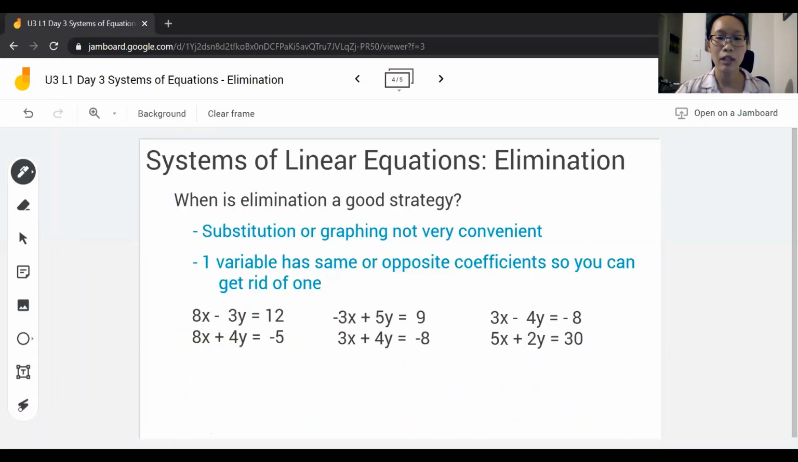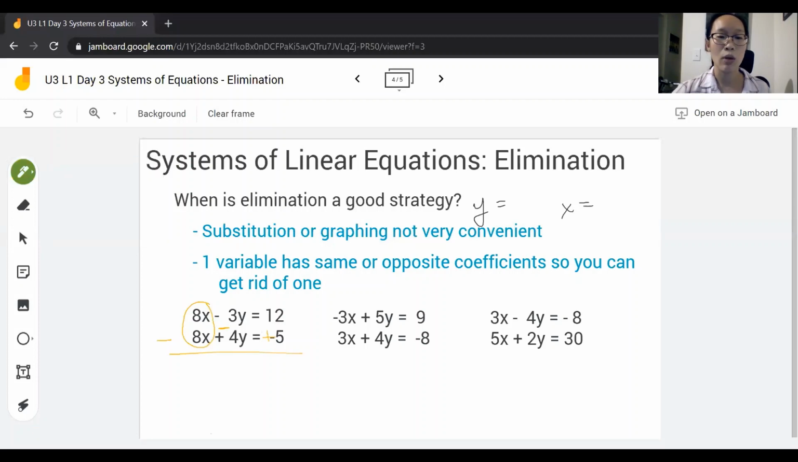So how do you know when elimination is a good strategy? One way is when substitution or graphing is not convenient, when it's not easy to find y equals or x equals because you have a lot of coefficients, you'd end up with fractions, it's not pretty. The second way is when a variable has the same or opposite coefficients, so you can get rid of one. So here we have 8x and 8x, so we can subtract the 2 equations. And remember, we're subtracting each term, so that makes us subtract a negative, positive.